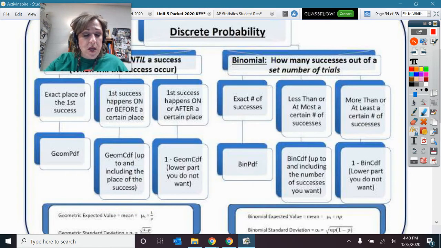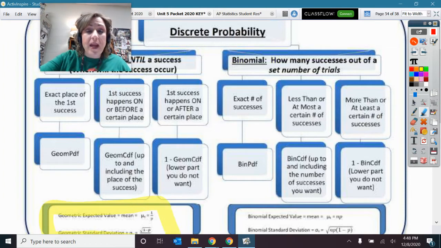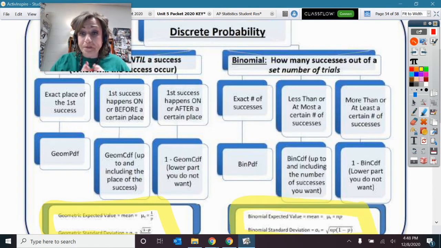Then we also, of course, a couple days ago when we did our geometric, we had that expected value and that standard deviation, which we also did yesterday with our formulas for binomial, the expected value and standard deviation, and we talked about that connection between the binomial and normal model. All right, so there's a summary of what we've done up until this point with our discrete probabilities.